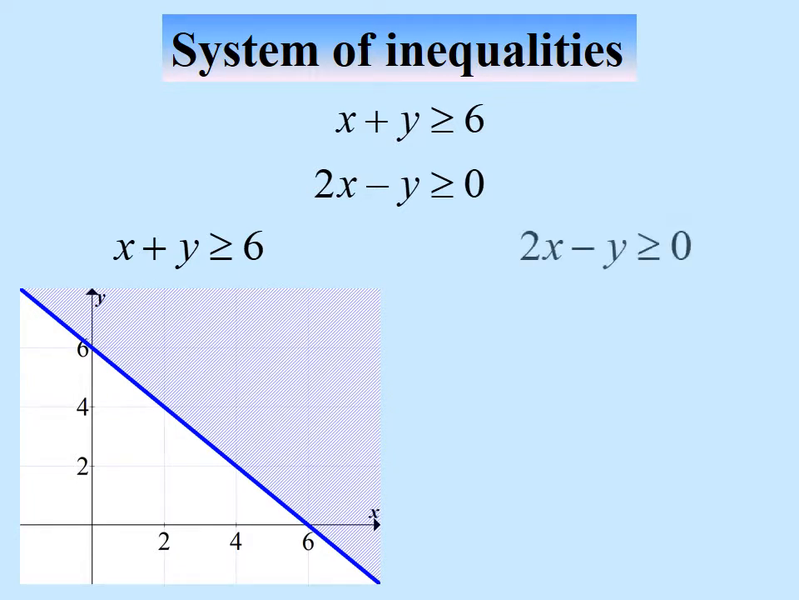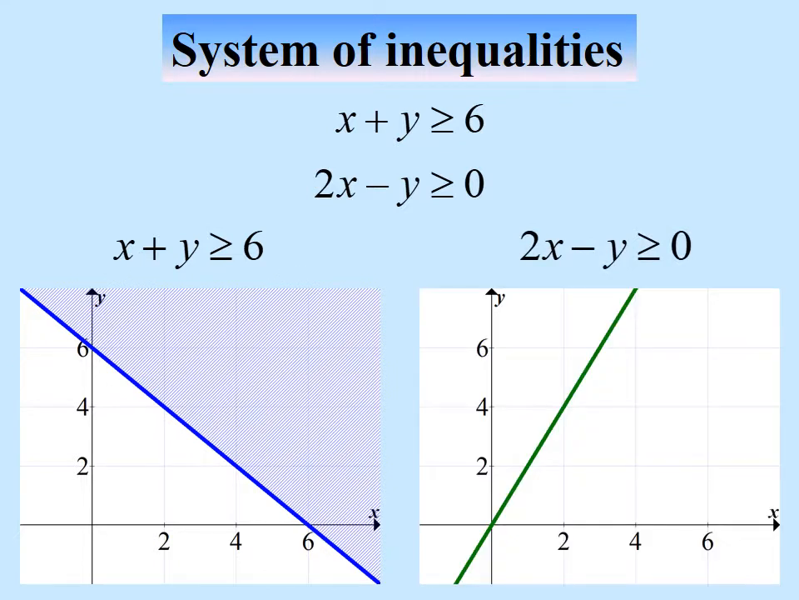Here's the other one. I'm going to graph it over here on the right side so you can see the line that's associated with it is a solid line. We can't use the point 0, 0. We can use the point 2, 0. So the point 2, 0 would give us 4 greater than 0. That's true. So we need to shade the bottom of that line.